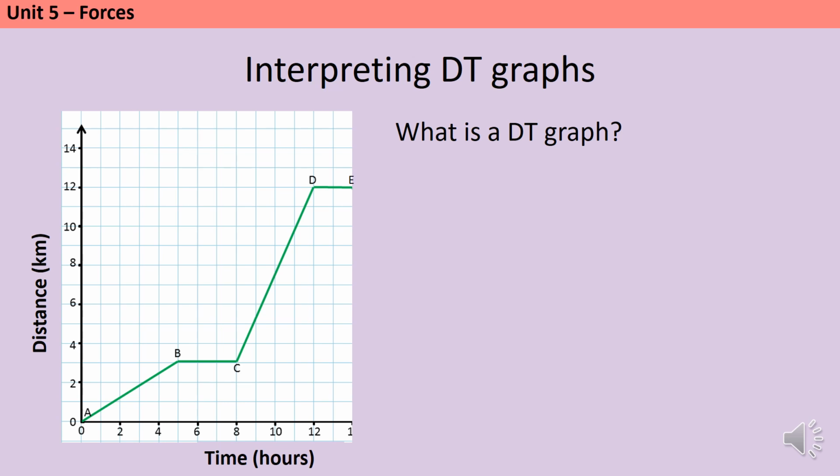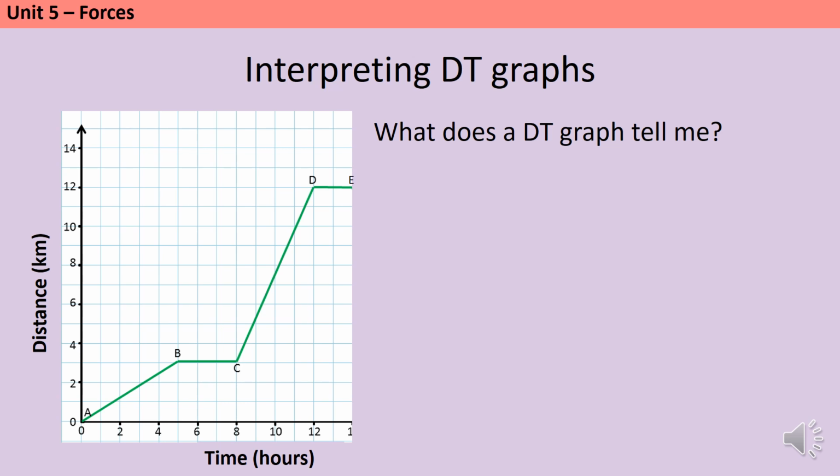Now let's look at some dt graphs. They're called dt graphs because they represent distance or displacement on the y-axis and time on the x-axis. The AQA GCSE specification specifically refers to distance time graphs, but we will look at one example where we really need to use displacement. This graph is telling me a story about where a person or an object has travelled.